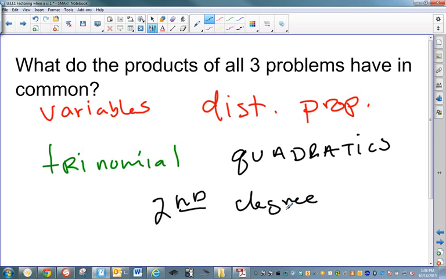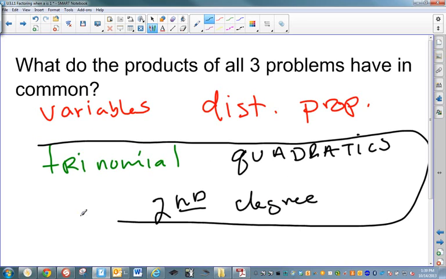Those are the important things to take away. The most important thing to take away is right here. That they are quadratic, they are second degree trinomials. You should probably write that down. What they have in common, they are second degree trinomials, they are quadratic. So you found those 2 pieces of information. Second degree trinomial, and they're also quadratic.